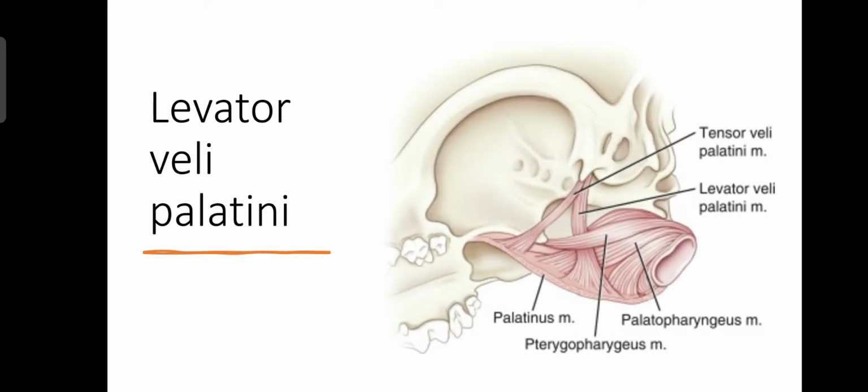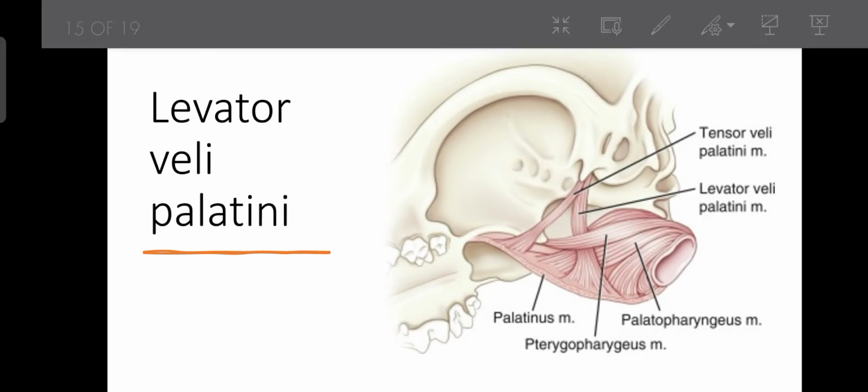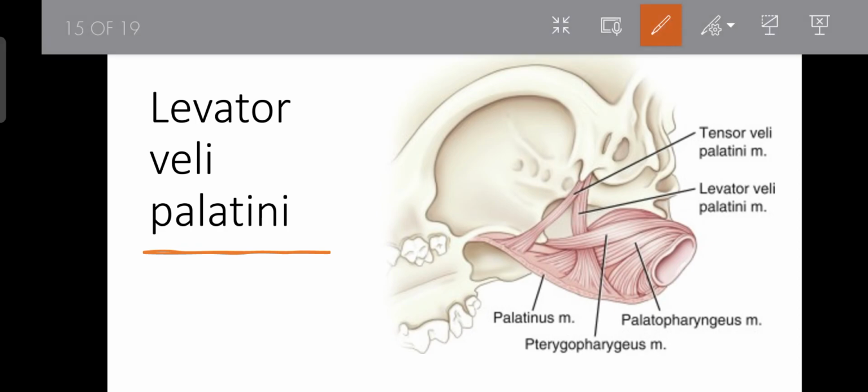Let's move to levator veli palatini, here in the diagram. It's also from the cartilaginous part of the auditory tube, and a second origin is the petrous part of the temporal bone. It's inserted into the palatine aponeurosis. Action is elevation of the soft palate to close the nasopharynx during swallowing.